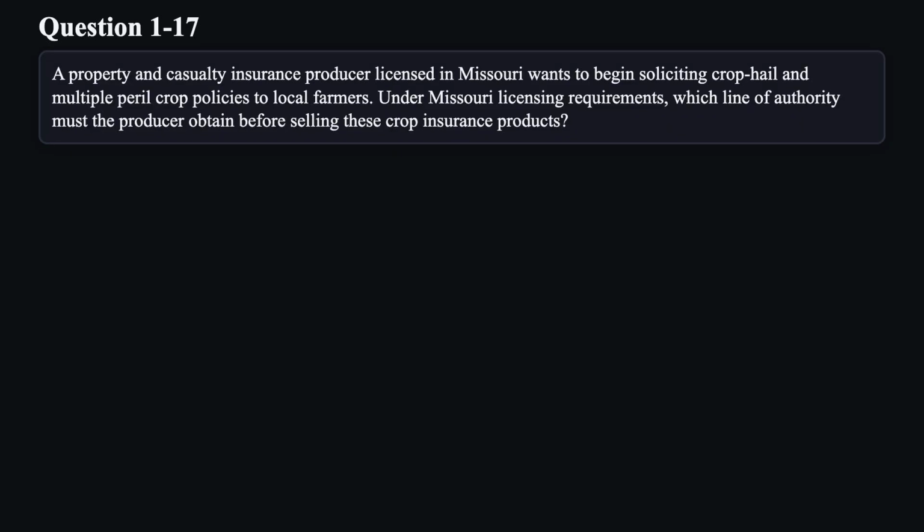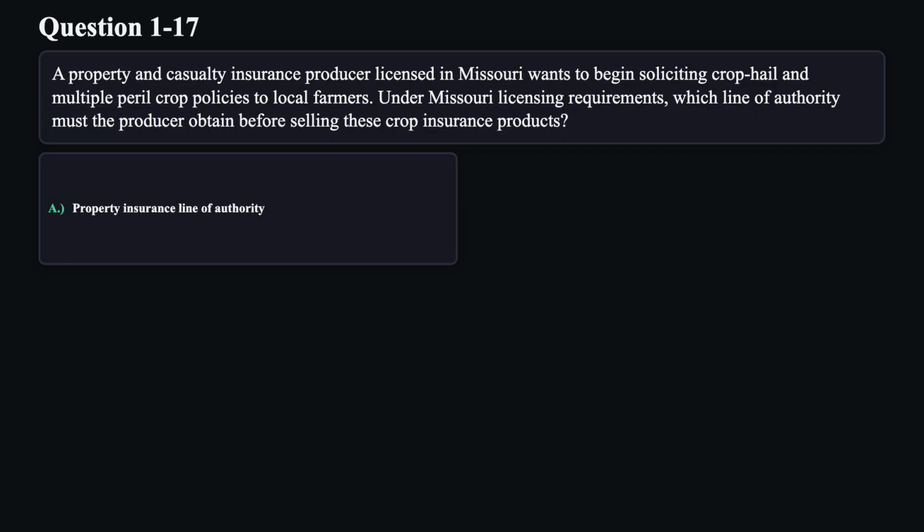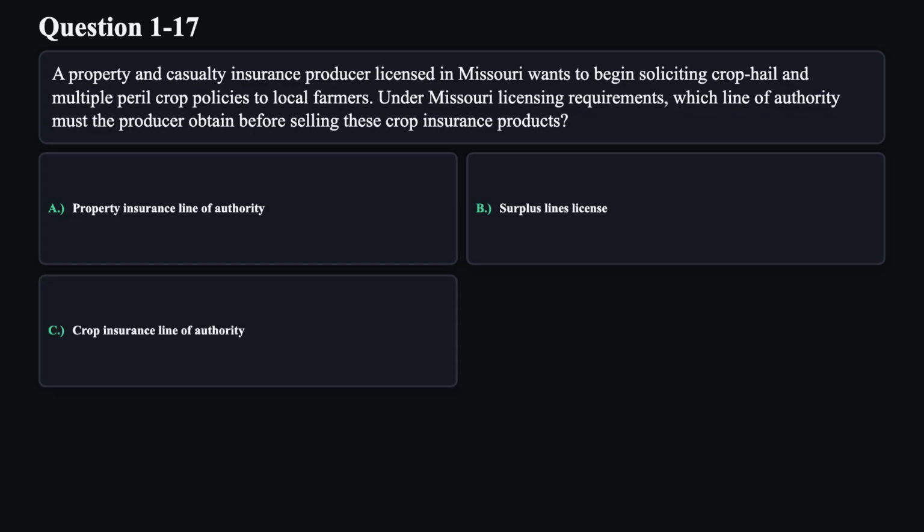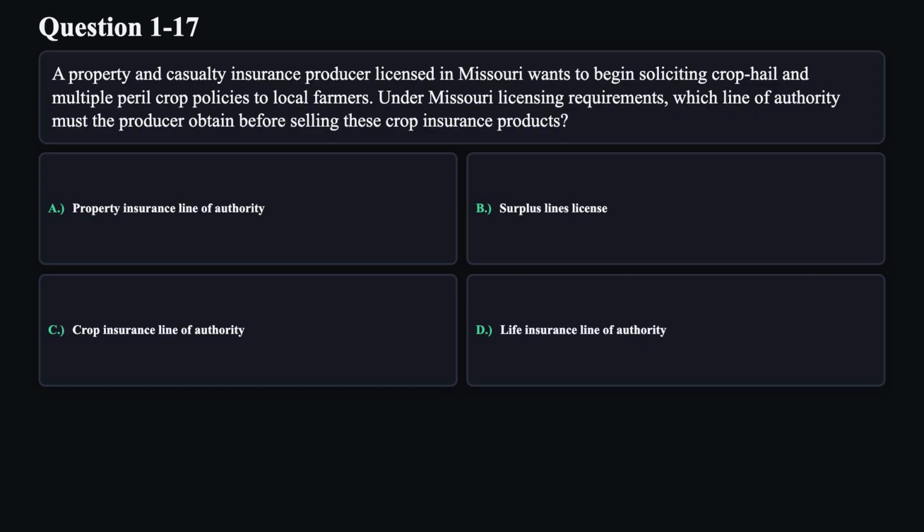Question 17. A property and casualty insurance producer licensed in Missouri wants to begin soliciting crop hail and multiple peril crop policies to local farmers. Under Missouri licensing requirements, which line of authority must the producer obtain before selling these crop insurance products? A. Property insurance line of authority. B. Surplus lines license. C. Crop insurance line of authority. D. Life insurance line of authority.